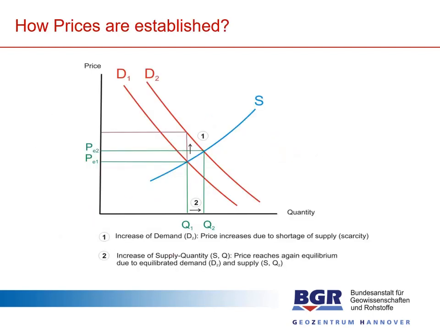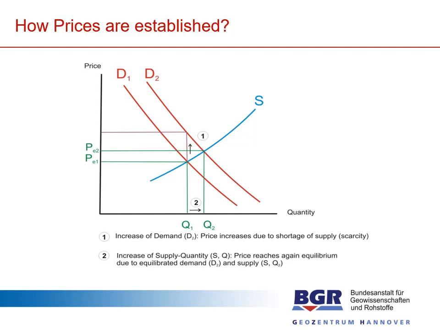The big question is, how are prices established? The theory is very simple. It's supply and demand. When the demand rises and the supply remains short, the prices are rising. On the other hand, if the supply rises and the demand stays the same, the prices will go down because there's just too much material in the market.